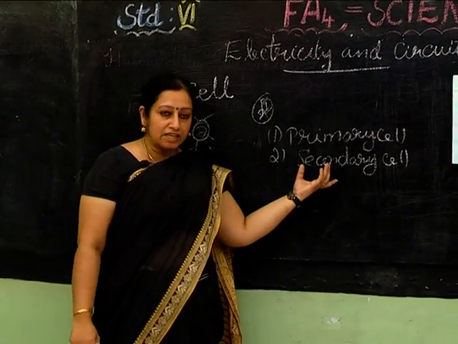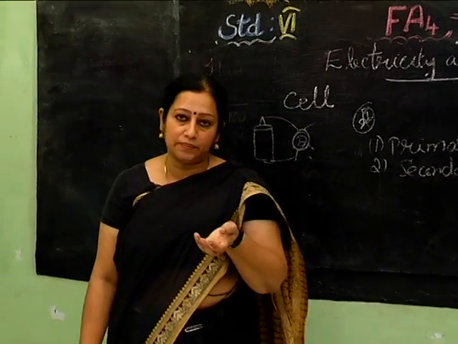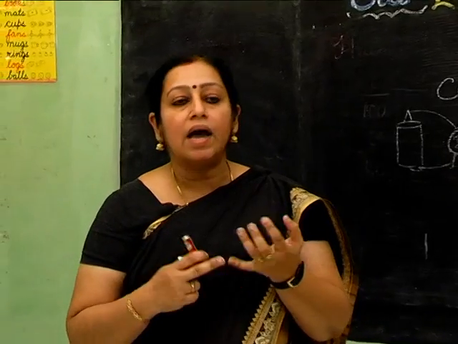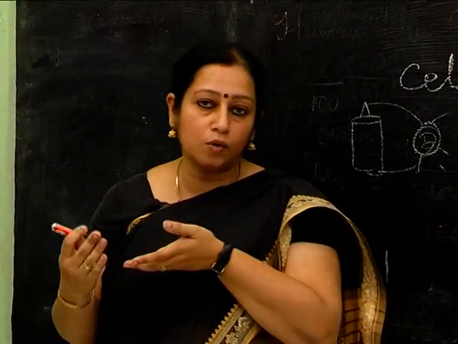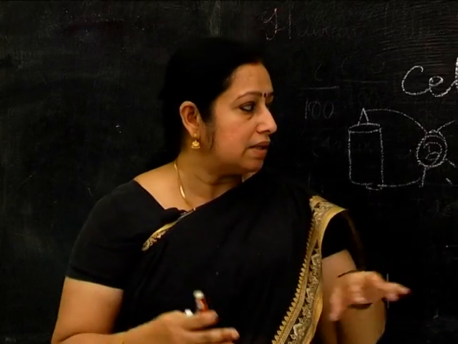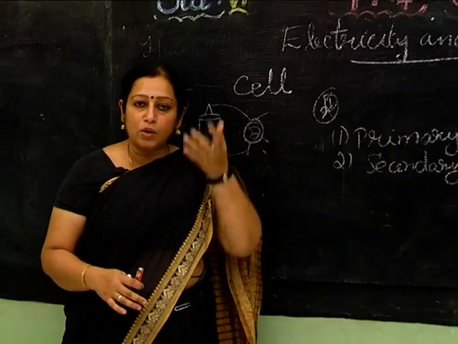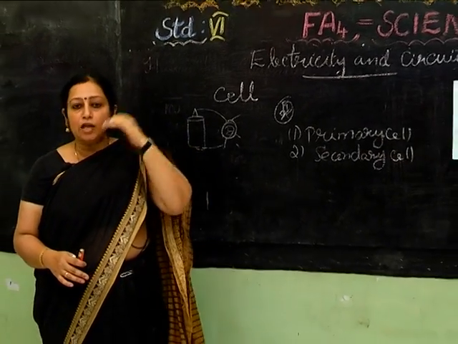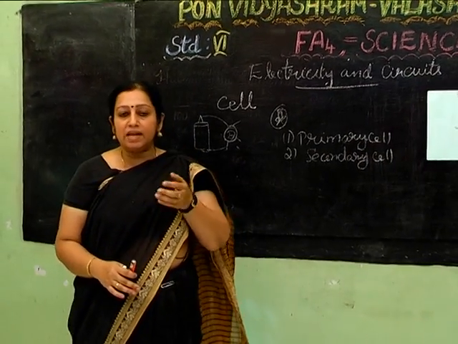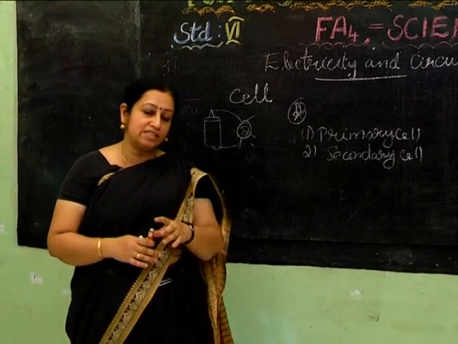The second one is the secondary cell. The main example of a secondary cell is the battery, which we use in our car as well as in our house. We have the backup, which we know as an inverter. There it is a secondary cell where we are able to convert the energy back again. That means once the chemical energy is used up, we can get it back by recharging it.